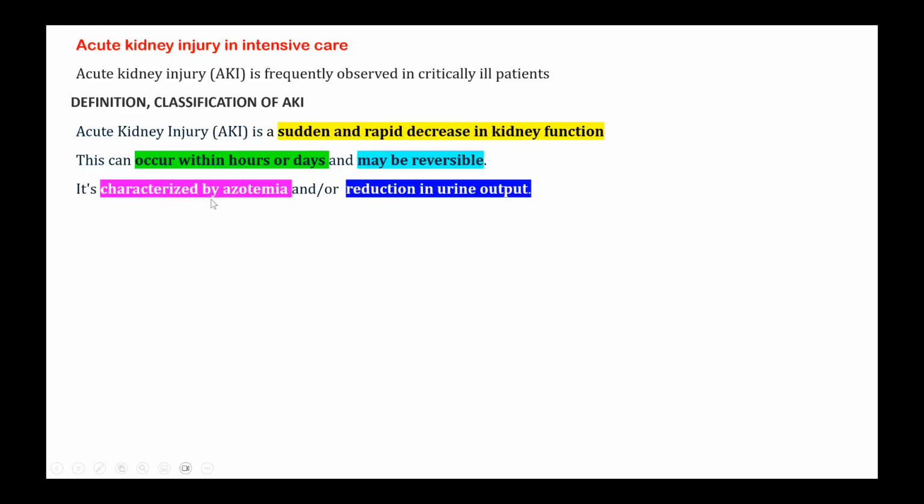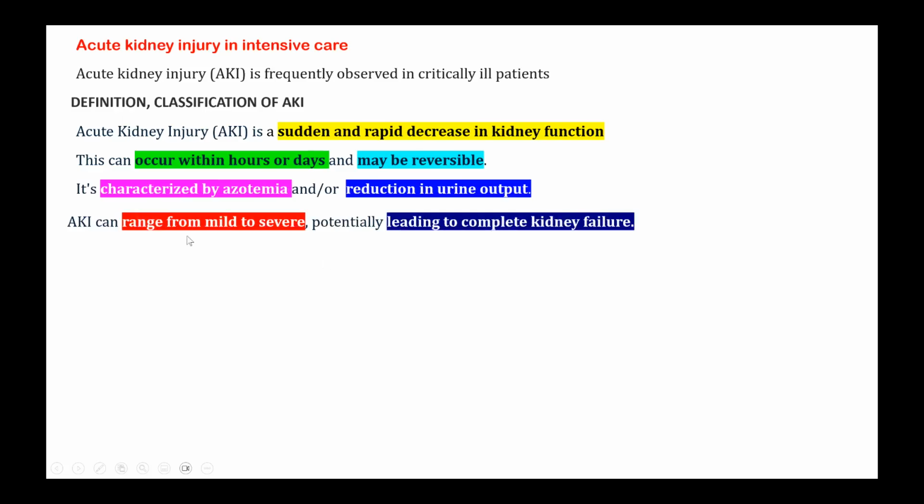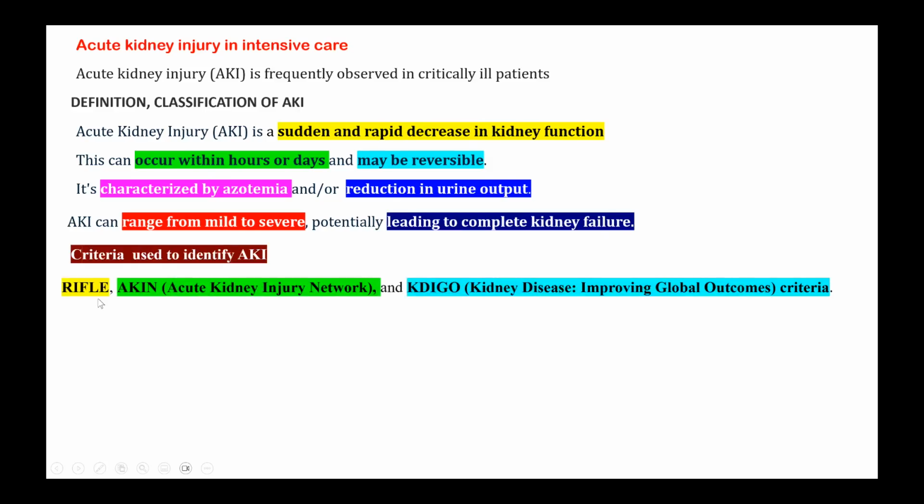And it is characterized by azotemia, that is accumulation of urea, and reduction in urine output. It may range from a very mild form where the urine output may be absent for 12 to 24 hours, then completely resume and become normal, or it may get prolonged for 3 to 4 days, where it may require more intensive therapy. So the spectrum is very different, from mild to severe and leading sometimes to complete kidney failure also.